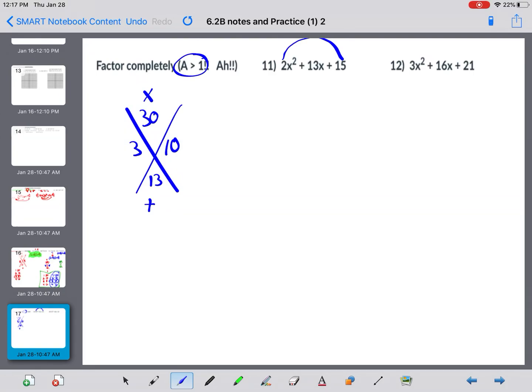I'm going to do this method. I'm going to factor this one using the slide and divide method. I'll do number 12 using the split the middle method. You hopefully will recall which method you preferred.